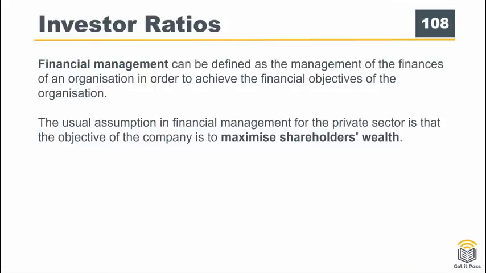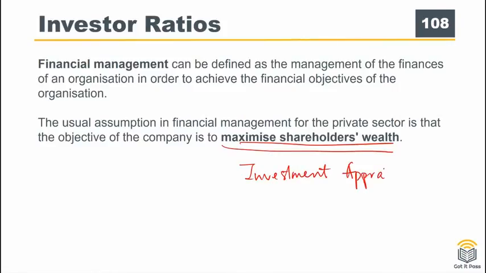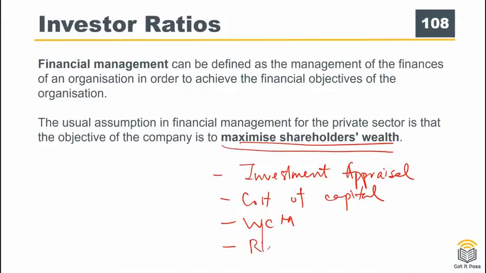So the usual assumption in financial management for the private sector is that the objective of the company is to maximize the shareholders' wealth. So how do we maximize shareholder wealth? In our first class, a very important topic, we described investment appraisal. We described the cost of capital. We also mentioned working capital management and risk management.